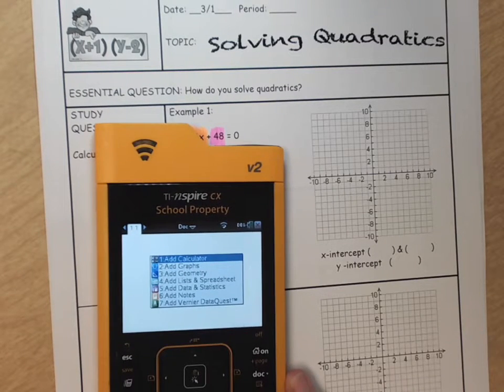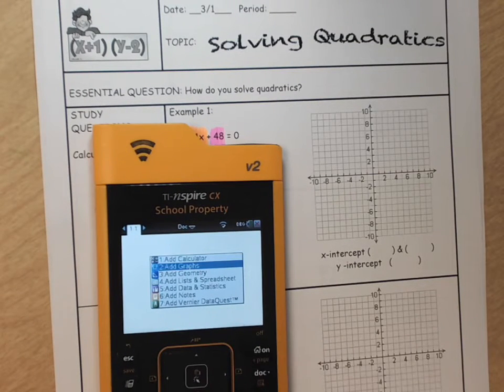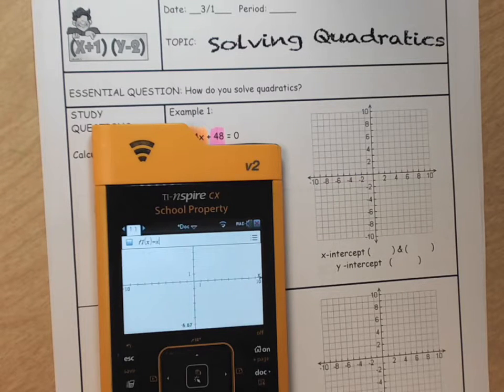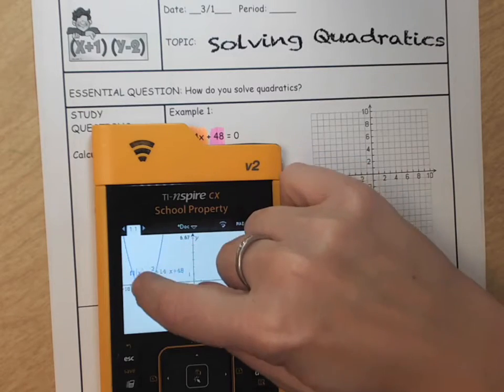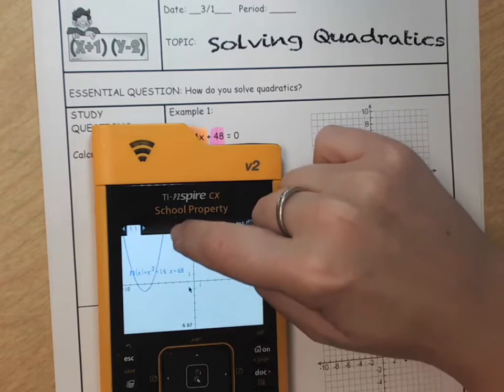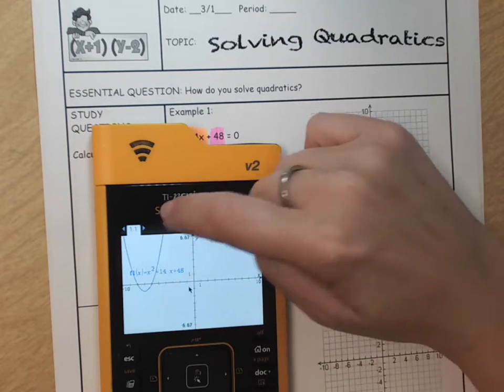You're going to go to New Document, you're graphing, because that's what we're trying to do, and you're going to type it in just like it looks. X squared plus 14x plus 48. And it's going to graph it for you. This is what we call a quadratic. It makes a U shape. It's also called a parabola.